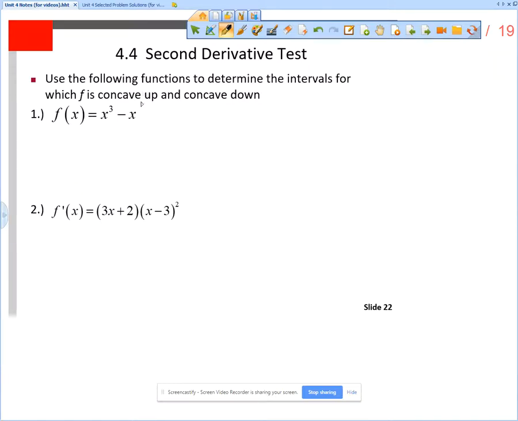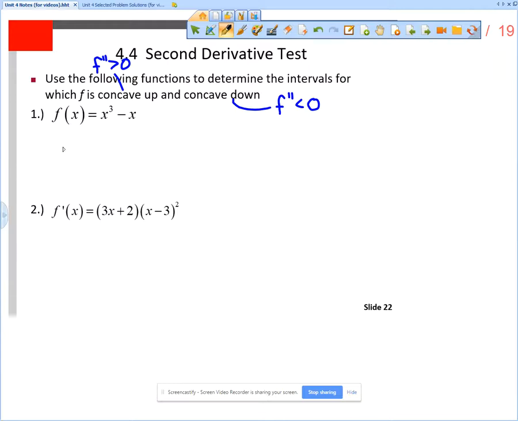So what do I want to know? Well, concave up means that f double prime is positive. Concave down means f double prime is negative. So what do I need to do? Well, I basically need to do a sign analysis on f double prime.